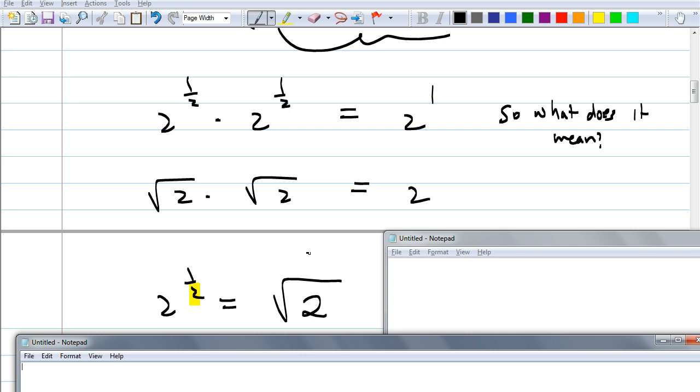Now, do you guys remember the invisible 1? Yeah. We don't normally write x to the first power, do we?